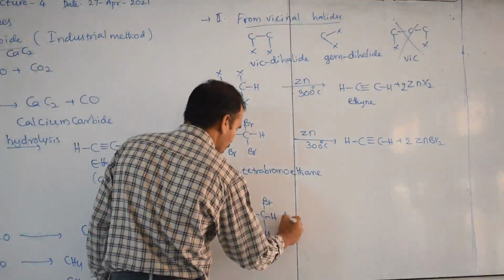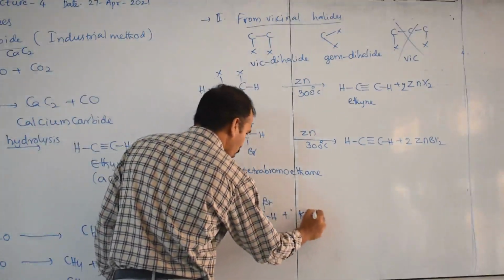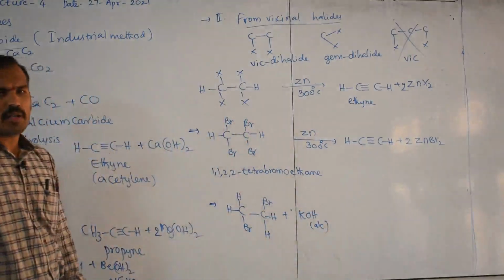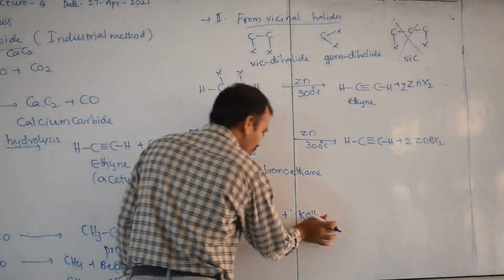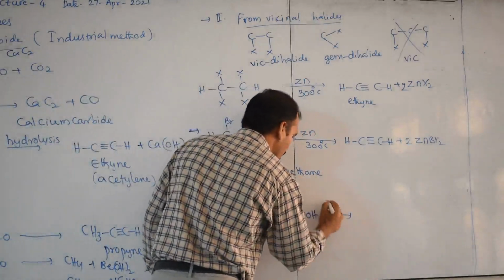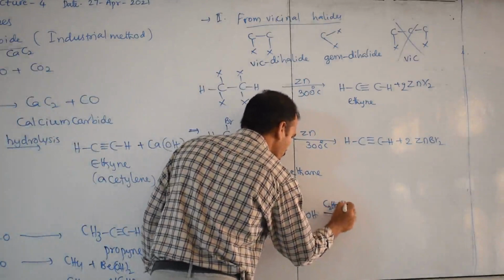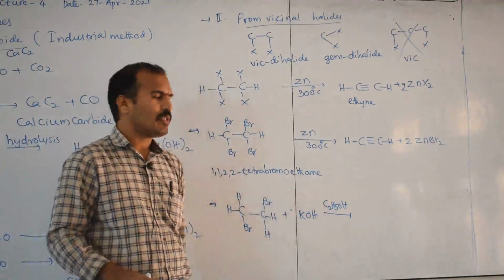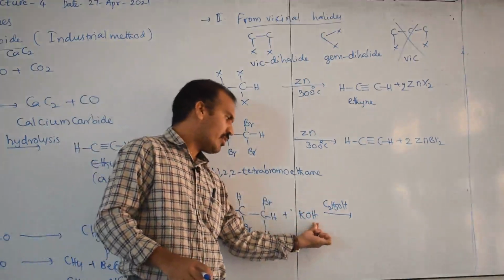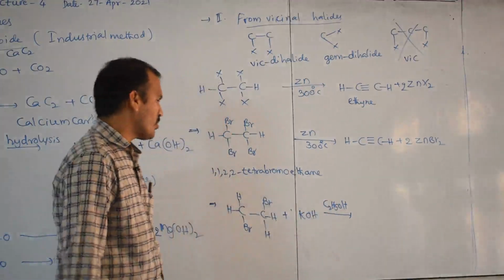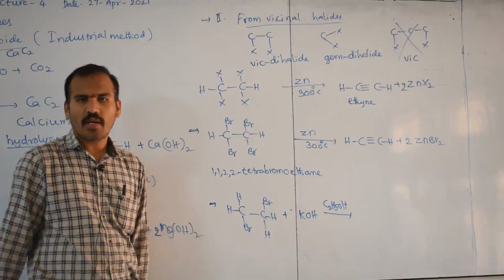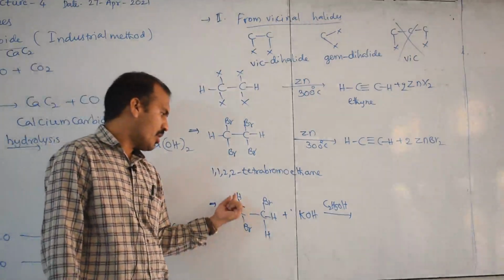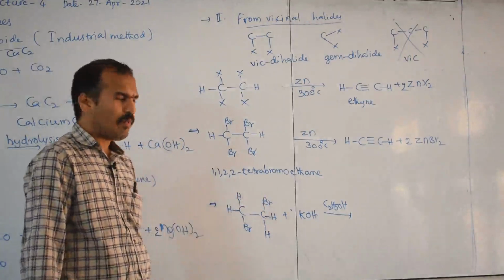Now if you treat this with KOH, this is alcoholic KOH. ALC, meaning what is that? Alcoholic. Otherwise sometimes they will write C2H5OH on the arrow mark here. So both you have to consider as alcoholic KOH. It may be given as ALC, otherwise they may give the formula also. Then already you know that alcoholic KOH is one of the good dehydrohalogenating agents. So one hydrogen, one bromine will be out.